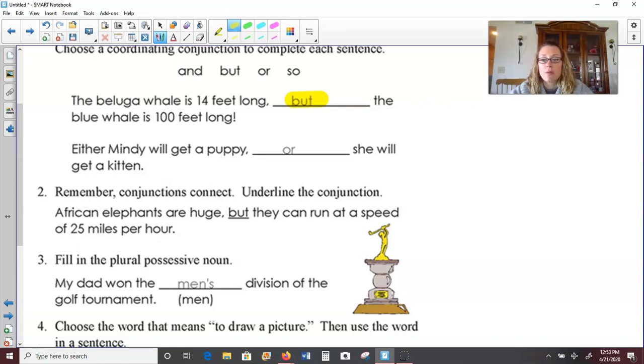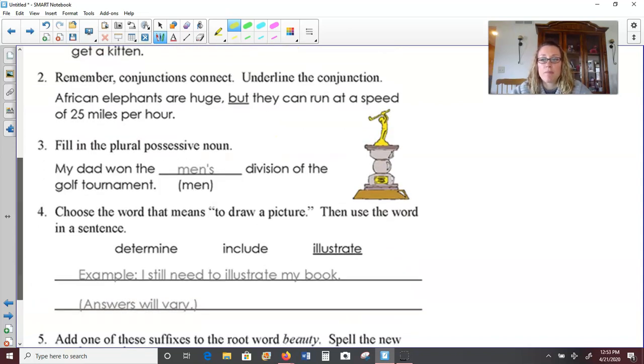Okay, either Mindy will get a puppy or she will get a kitten. So this one has to be or because both are not happening because we have this clue word either. Either means one or the other. And so either and or are those two words that kind of go together. So we wouldn't say Mindy is getting a puppy and she will get a kitten. Both are not happening.